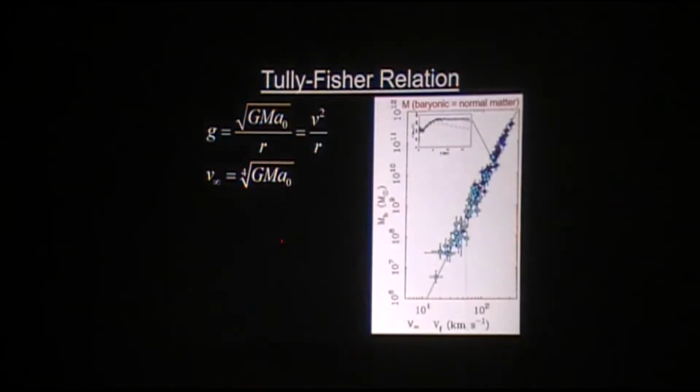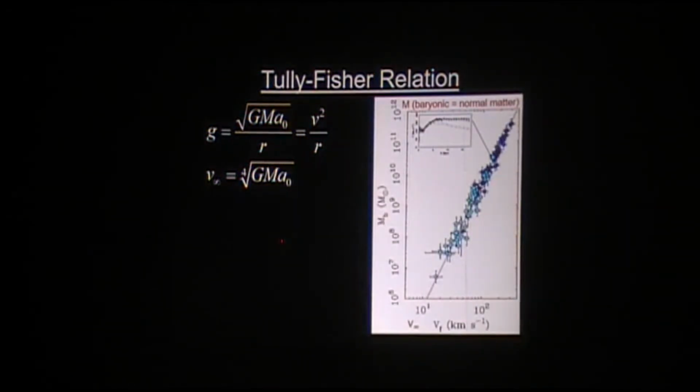So if you then look at the actual data and plot the baryonic or the normal mass on here against the speed at which the rotation curve of a galaxy flatlines, then you see a really tight correlation over a factor of maybe 100,000 in mass.